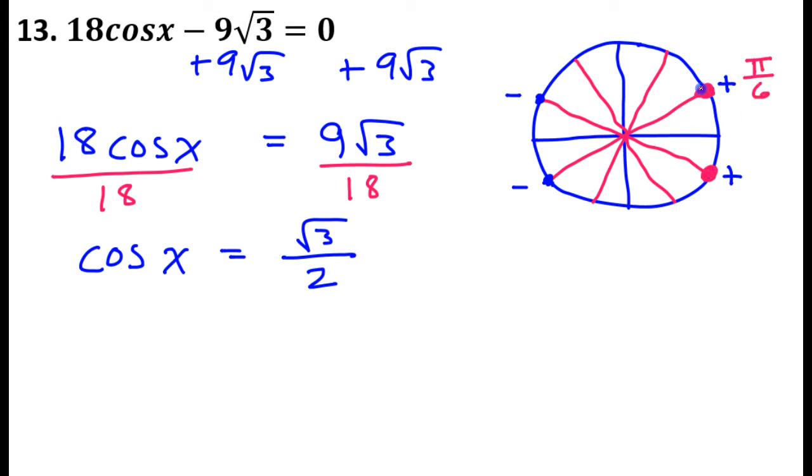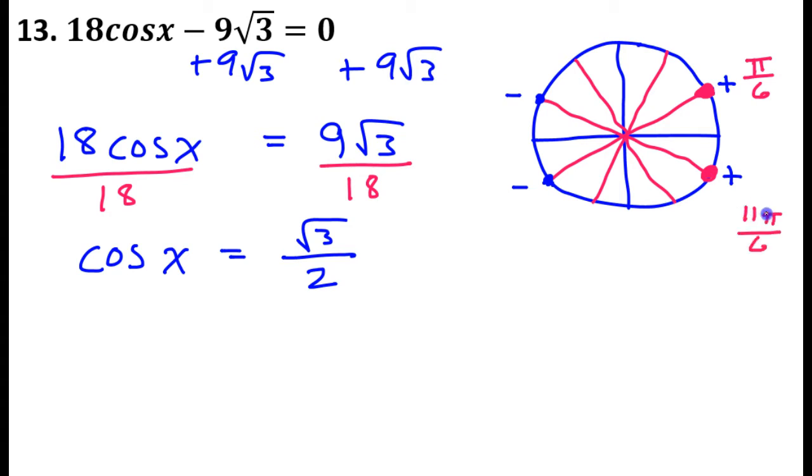Now what about this one down here? Well, if I count my way around the long way, I would go 1 pi over 6, 2 pi over 6, 3 pi over 6, 4 pi over 6, 5 pi over 6, 6 pi over 6, 7 pi over 6, 8 pi over 6, 9 pi over 6, 10 pi over 6, 11 pi over 6.